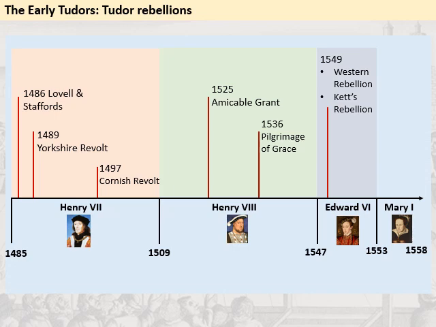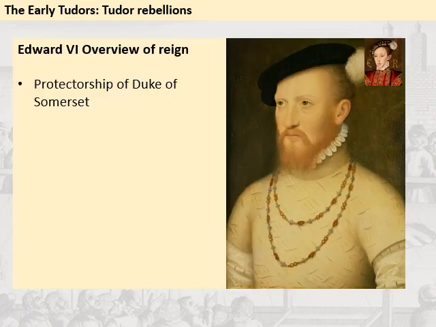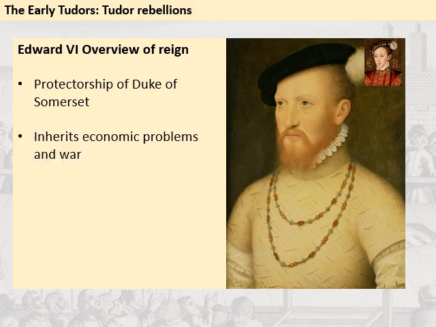So let's have a look at two rebellions under Edward VI. We're going to look at the Western Rebellion and Kett's Rebellion. Now, both of these rebellions happen in 1549. They take place at the end of the protectorship of Edward Seymour, Duke of Somerset. It's Somerset who has control over the council and the regency at this stage, so we need to consider him rather than Edward VI.